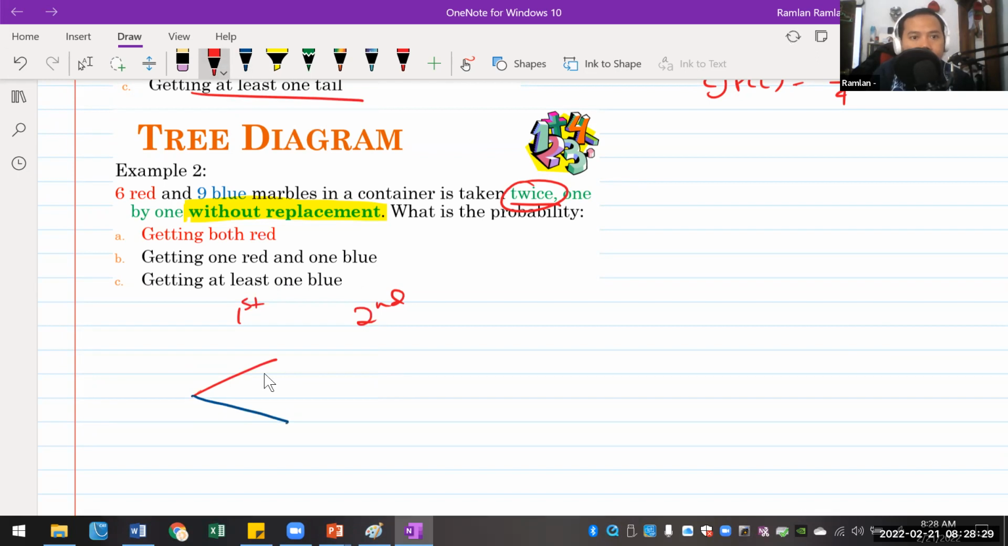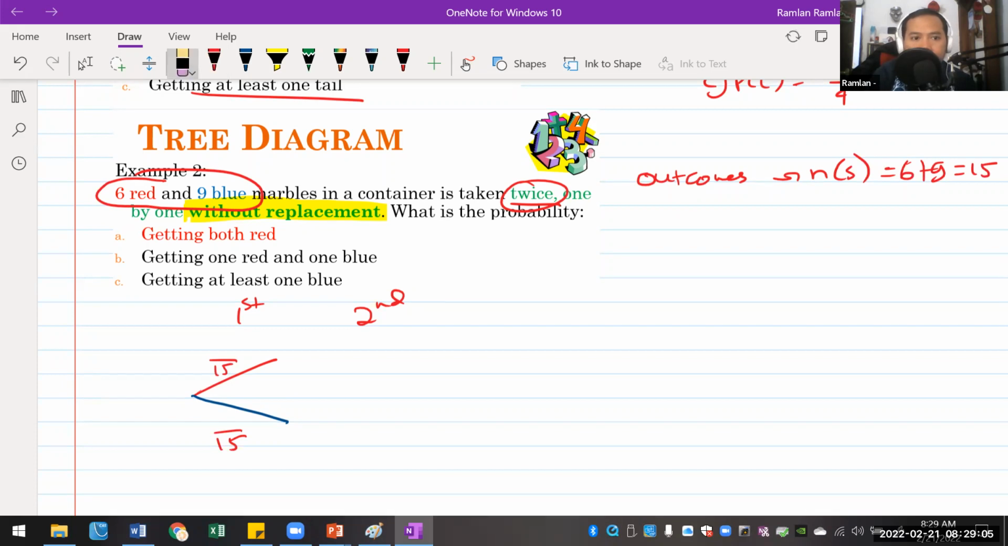Again, the first thing that you need to see is how many outcomes we get, how many is n(S). How many marbles are inside? We have 6 red and 9 blue, which means that we have 15 marbles. So 6 plus 9 equals 15. That will be the n(S), so it will be over 15 for both of them. That will be the denominator.